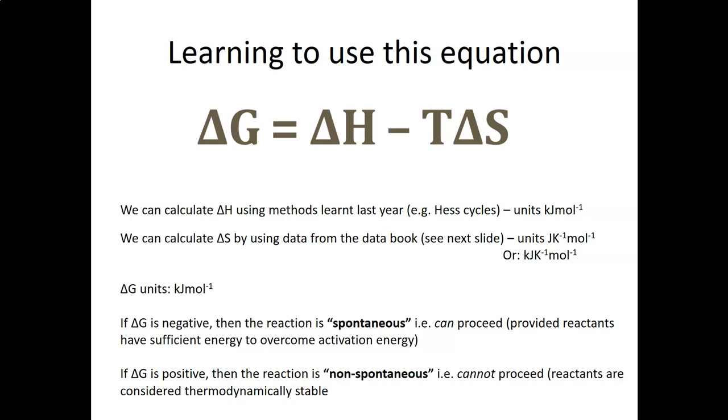Okay. And don't forget, the word spontaneous doesn't mean the same as in normal English. Spontaneous means it just can happen, provided it can overcome the activation energy barrier that might be there.